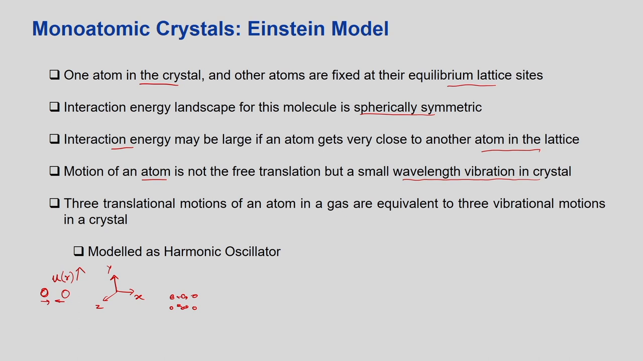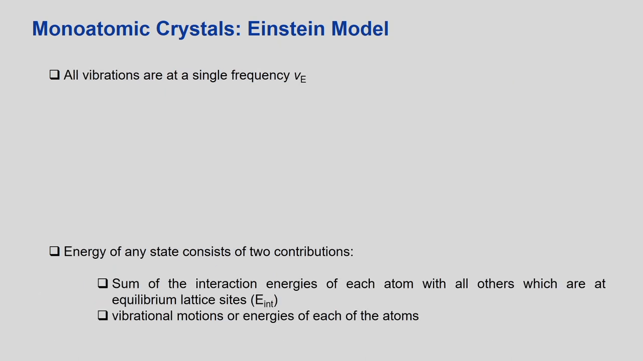Obviously, if it is vibrating, it will vibrate along all three axes, x, y and z. That means the three translational motions of an atom in a gas, which we all know, will be replaced by three vibrational motions of the atom in a crystal. Each of these vibrational motions, whether in the x, y or z direction, can be modeled as a harmonic oscillator, because the harmonic oscillator has been used for deducing the vibrational partition function. By similar analogy, we will proceed with the same approach.